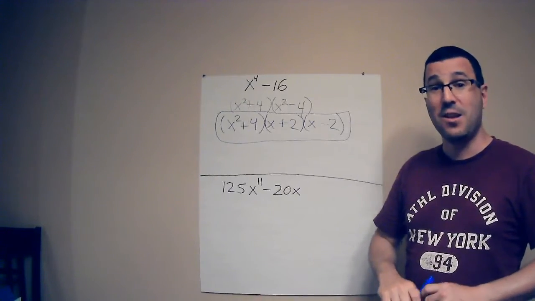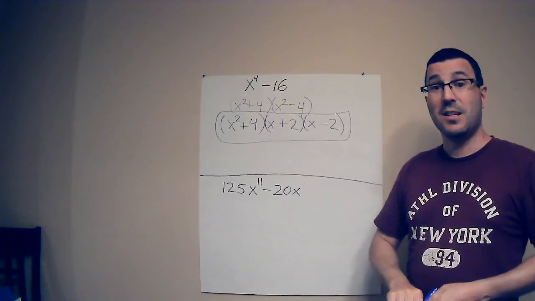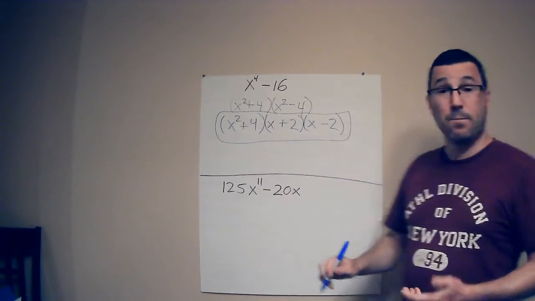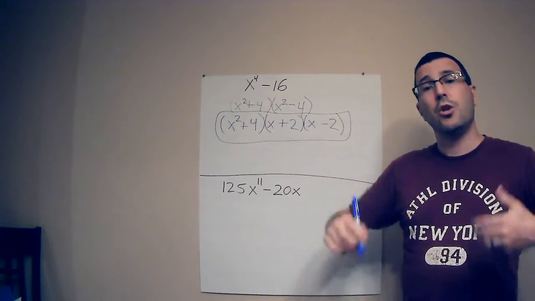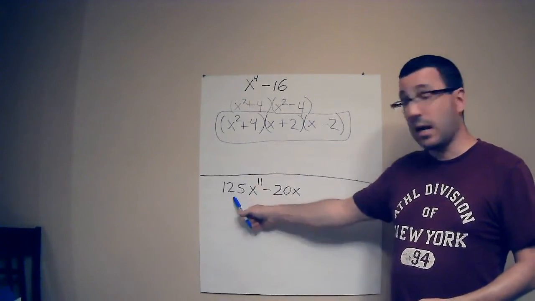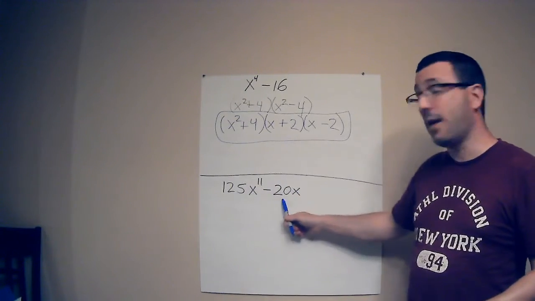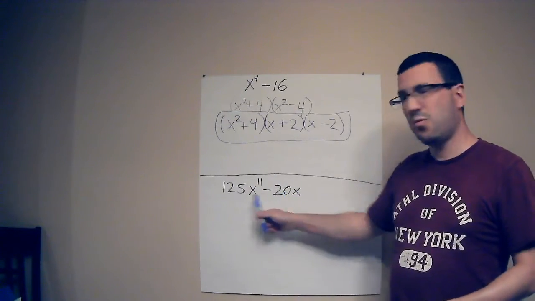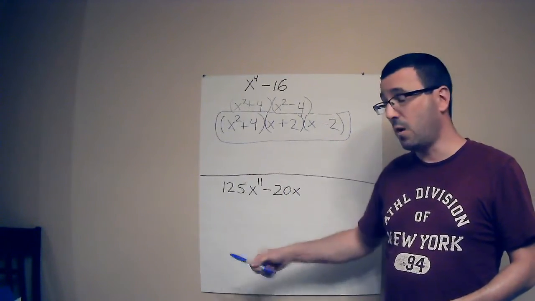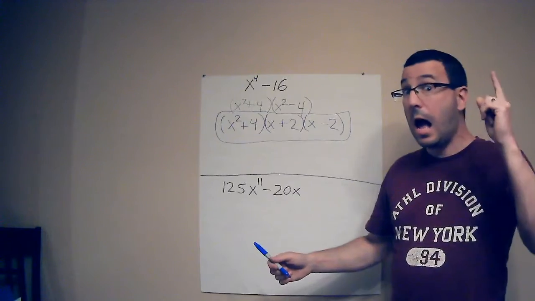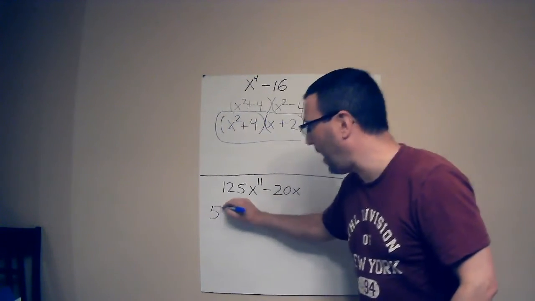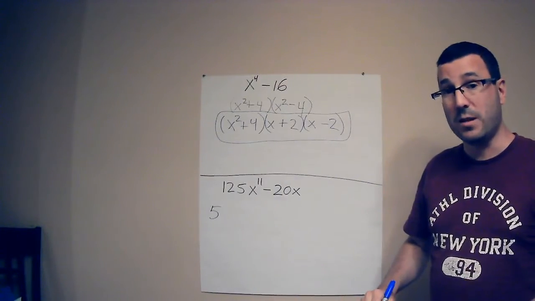125x to the 11th minus 20x. Guys, these big numbers. Man. Alright. As always, do we have a greatest common factor? I got 125. I've got 20. Well, 20 doesn't go into 125. Does 10? No. Does 5? 5 does. So 5 goes into both 125 and 20.